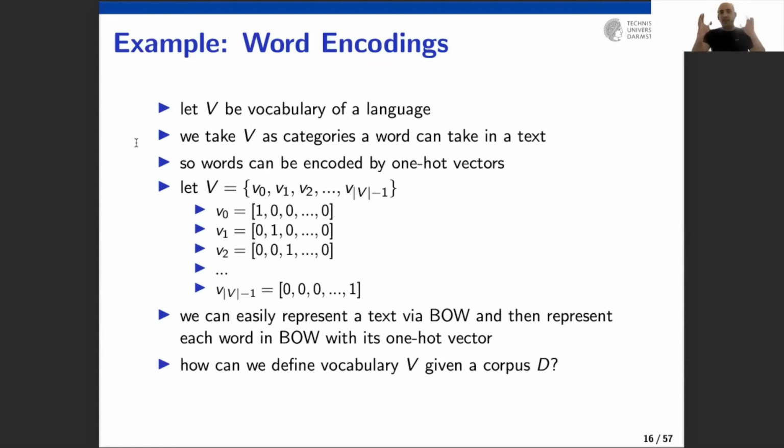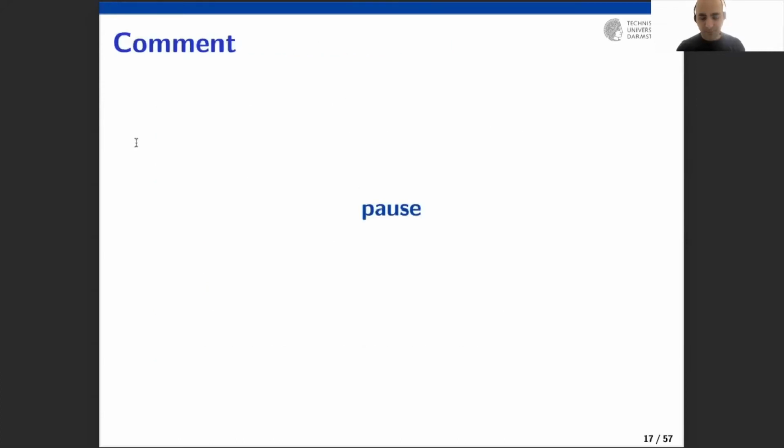We are given a set of documents, or for a language, we are given a million texts in one language, in English, and we are asked to define the vocabulary of that language. How can we extract all vocabulary, or a set of vocabularies, given a corpus D in a language? I want you to pause the video for 1 minute and write your answers in the comments.